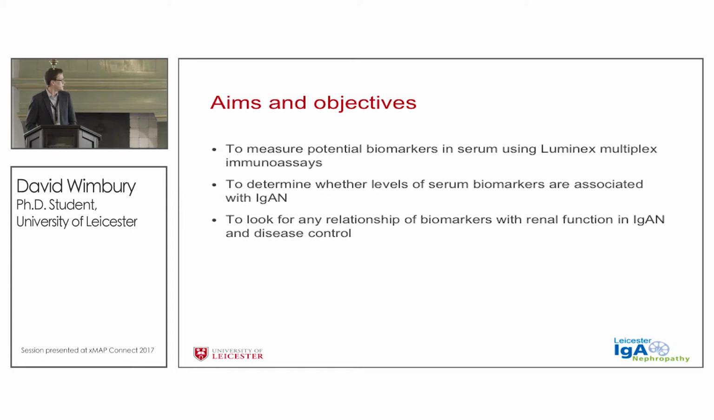So as I said before, the only way to diagnose this disease at present is with a renal biopsy. This is quite invasive, so there's a strong need to find any potential biomarkers that can be used to identify this disease. So for this, we were looking at serum biomarkers in IgA nephropathy, and we're looking to assess any relationship these biomarkers could have with renal function in general, as well as IgA nephropathy itself.